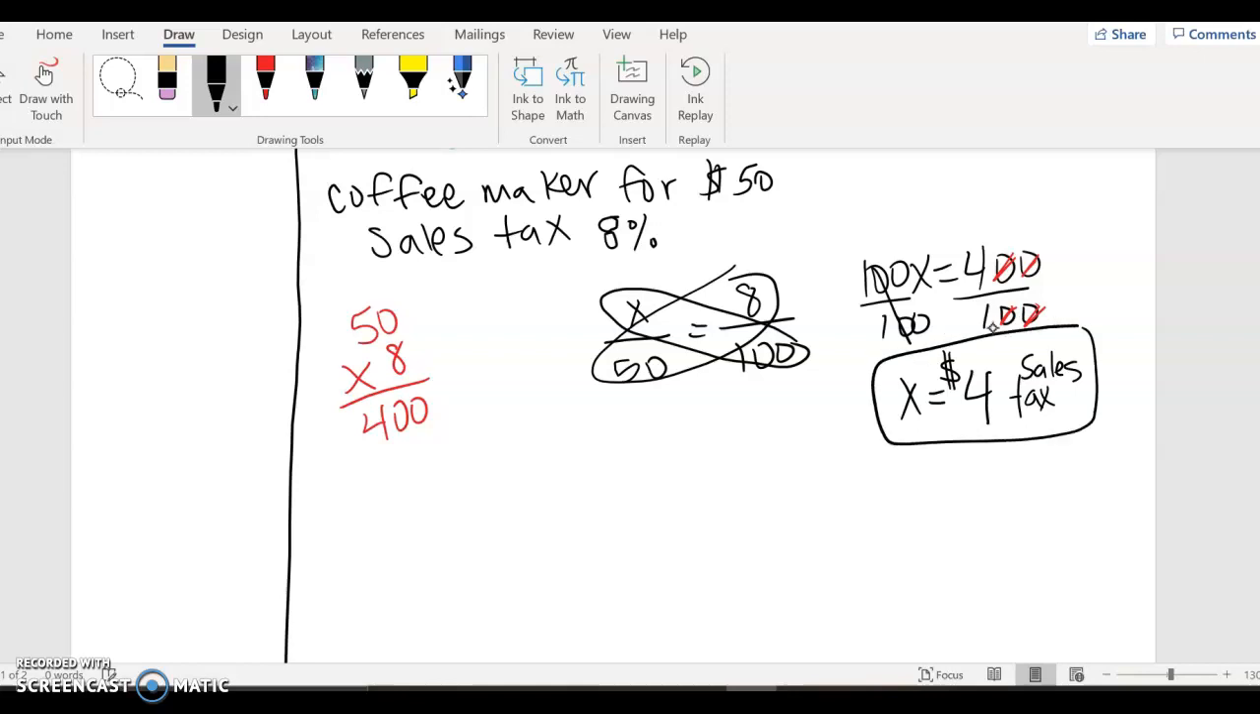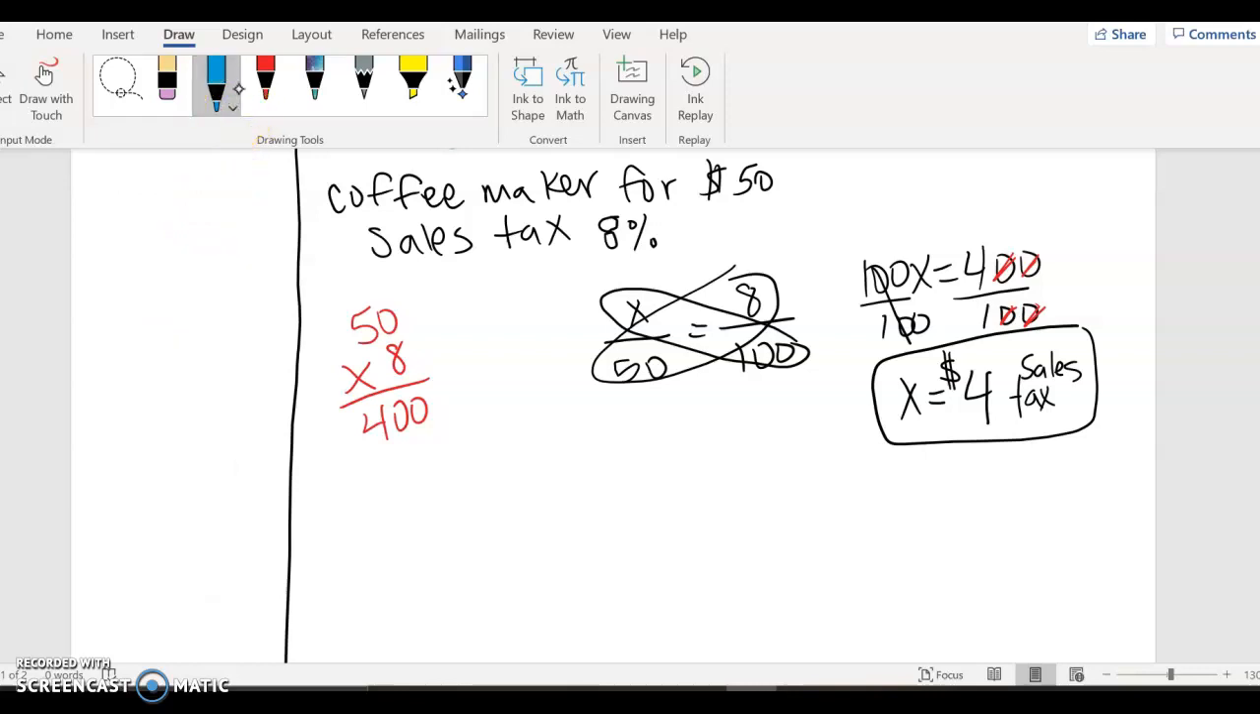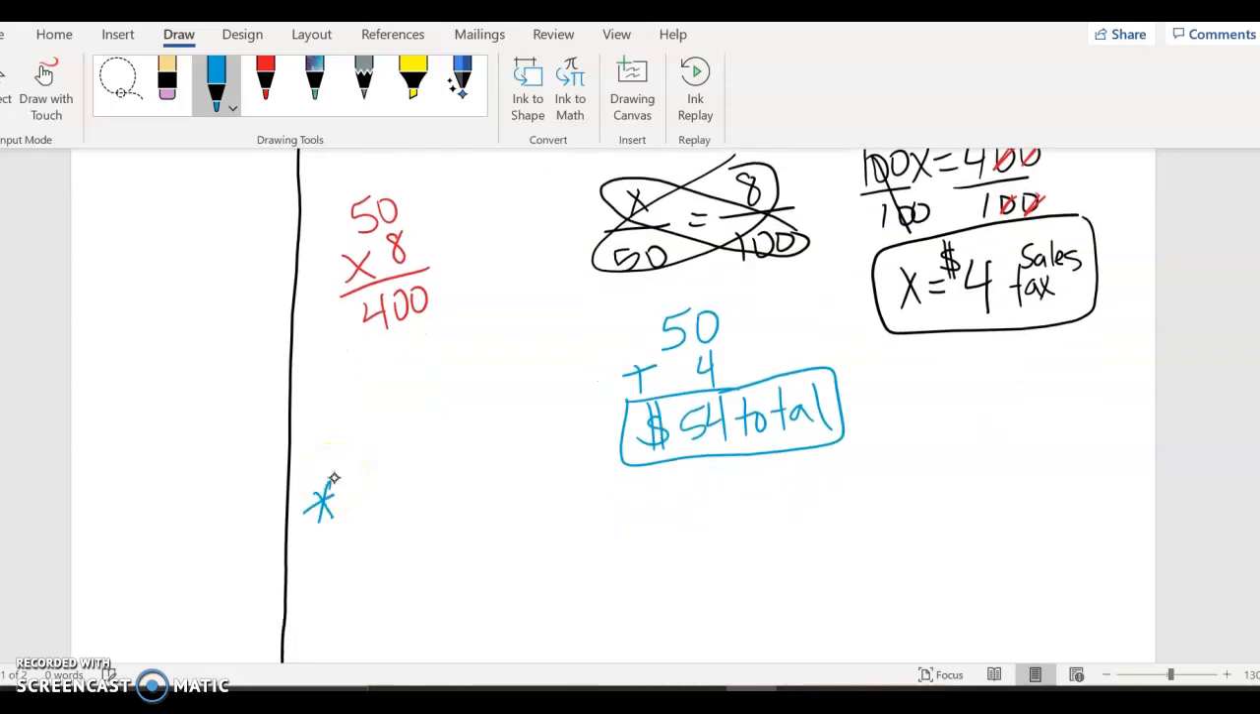Okay? Obviously, my coffee pot is not going to go from $50 to $4. Now, to finish it off, we want to know how much we're going to spend for our coffee pot with tax. So we take our coffee pot, $50, we add our sales tax, so we're going to spend a total of $54. And again, you want to make a note for yourself down here. Okay, sales tax means to add. It always gets added to your total.